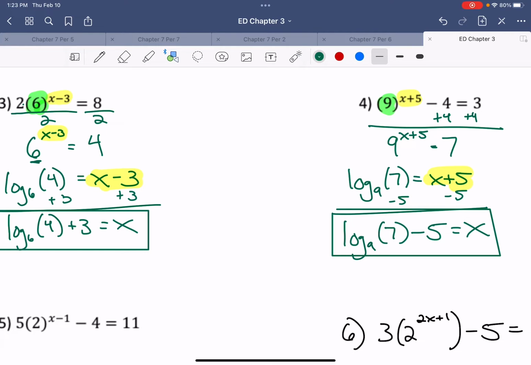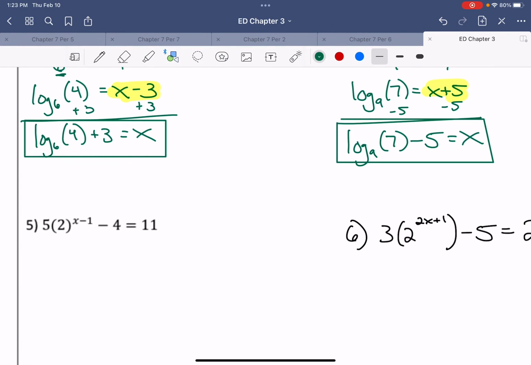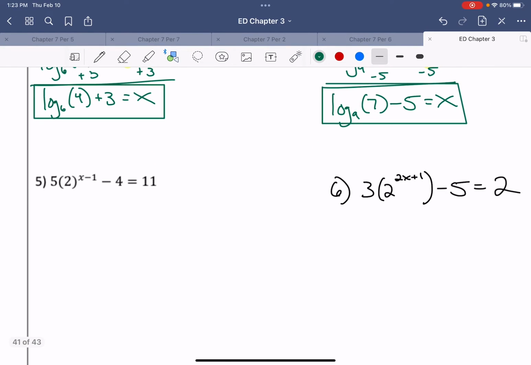Okay, let's look at the last two. I know number 5 is written on your paper. I added number 6. Remember, you can pause this anytime. So we've got a lot of work to do to get this alone. X is in the air. 2 is my base. I need to get that alone first. So start furthest away from the 2. So add the 4.